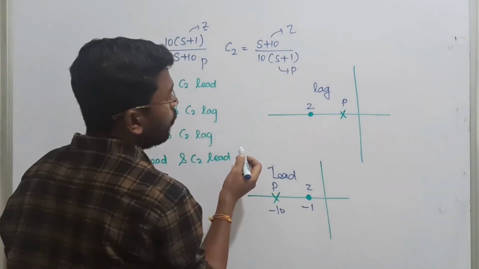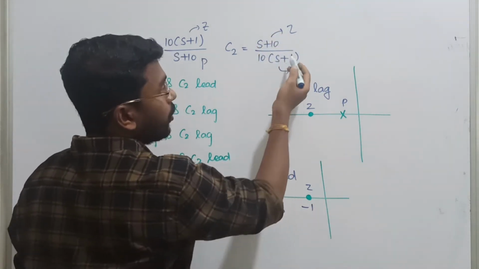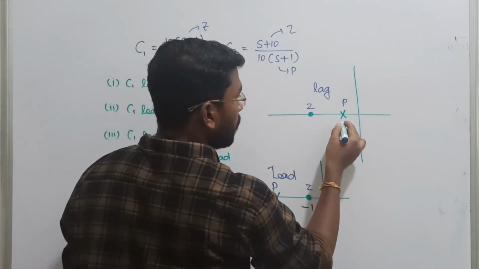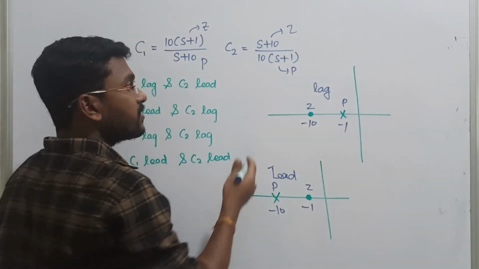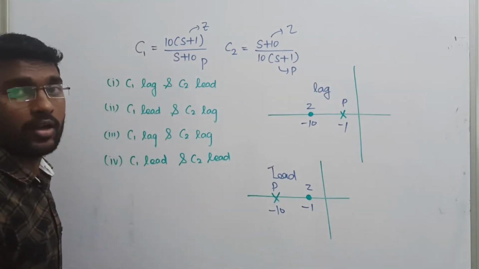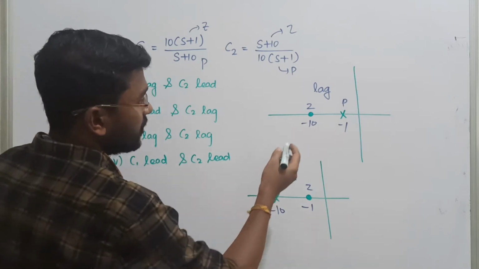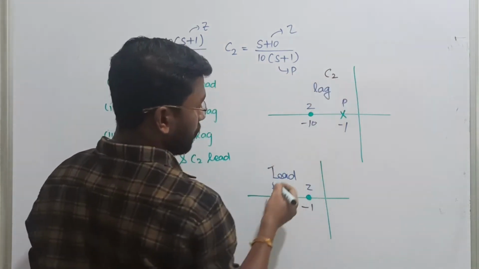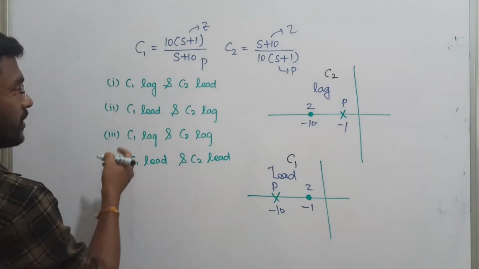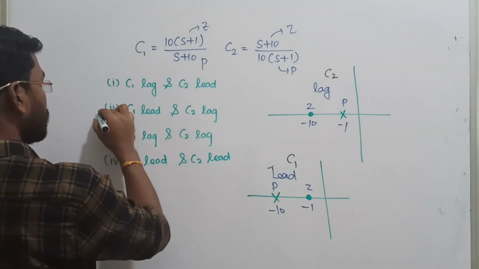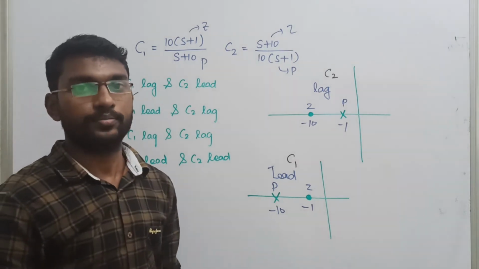Let us take C2. S equal to minus 10 is a zero, and then S equal to minus 1 is a pole. So the pole will be placed first, and then we place the zero, that is minus 10, such that the second one is going to be a lag compensator. So what is the correct answer for our question? C2 is going to be the lag compensator and C1 is going to be the lead compensator. C1 is lead compensator, C2 is lag compensator. So the correct answer is option 2. Let us see the next one.